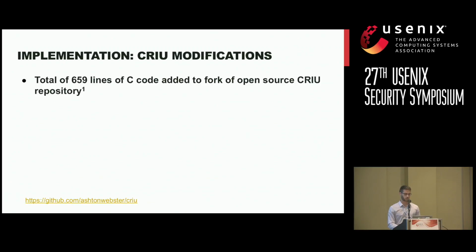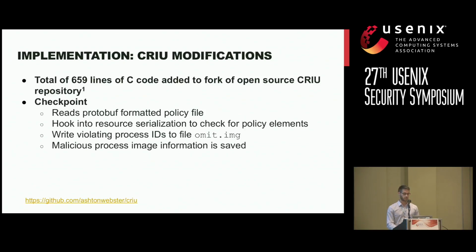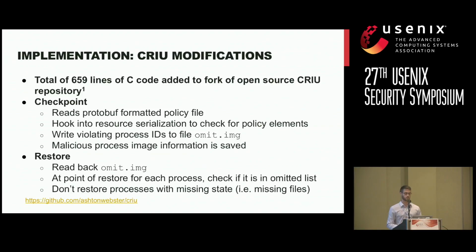So in terms of the actual modifications to CRIU, these were done as an open source fork of the CRIU repository. And these break down to first the checkpoint section. This hooks into all the serialization of different resources. So those would be files, TCP connections, memory blocks, and we check for any policy violations there. The violating processes are written to this emit image file, and we still save the malicious process state, but as we see in restore, we don't restore it.